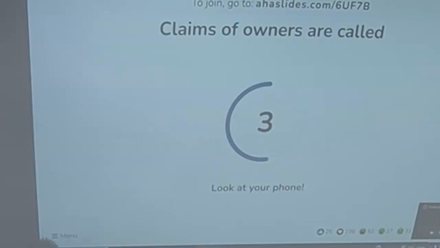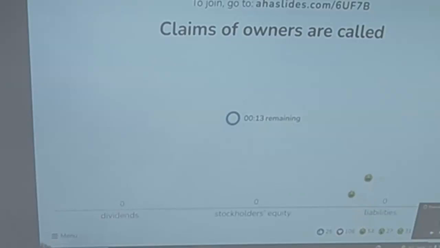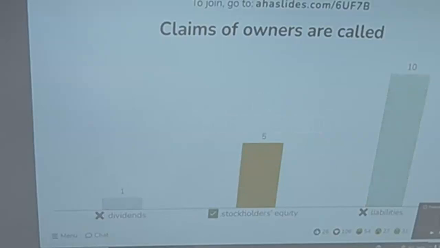Claims. Remember I mentioned claims of owners are called of owners this time. Liability, shareholders' equity, or dividends. Claims on the assets. The creditors have a claim on the assets. These are the claims of the owners. They're called shareholders' equity. Whoa, no, this is owners, not creditors.